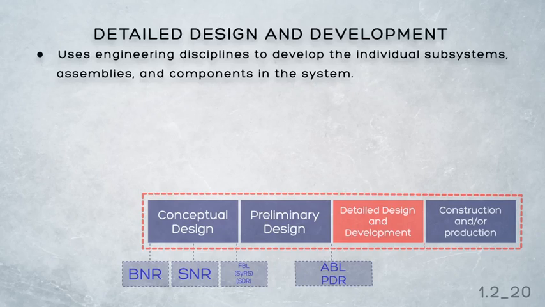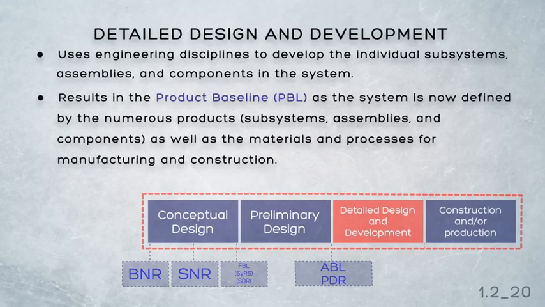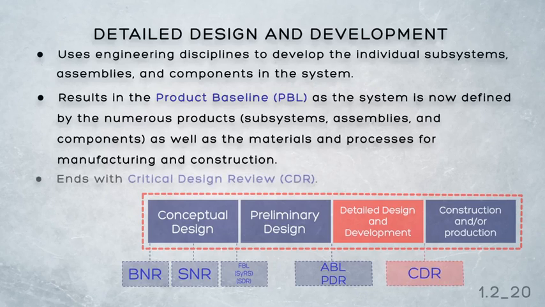The result of the detailed design development process is the establishment of what's called the product baseline. And the product baseline, as its name implies, is about products. It's which subsystems, assemblies and components we need to then go on and build to make up the total system. As well, of course, we need to take account of the materials and the processes and the people that we need to do the manufacturing and construction. The definition of the system at this stage should be sufficiently detailed to support the commencement of the construction and production activities. The review at the end of this activity is called the Critical Design Review.